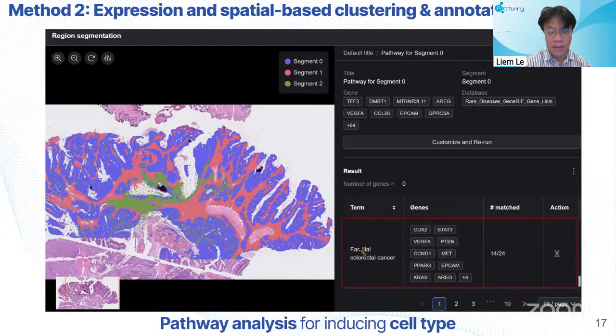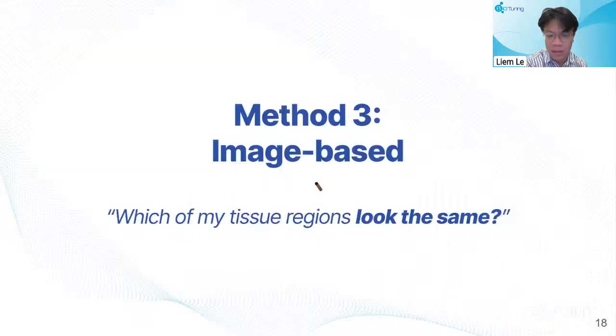A nice thing is that both the previous method and this method point to a location in our tissue sample, which is the middle part, that is likely to have the co-localization of potentially epithelial cells or early stage dysplasia and also cancer cells. So until now, we have been using expression and spatial data. What if we use another type of data, which is the last method?